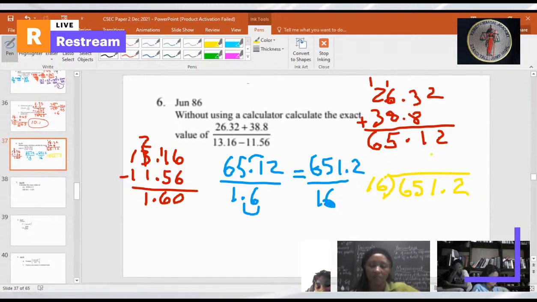Okay, miss. 16 into 6, you can't. Miss, 16 into 65, which would be 4 times. Remainder 1. 16 into 11, you can't. Miss, would it be 16 into 112? No, you have to hold the place first, sir, and put the decimal point. Yes, miss, 16 into 112.